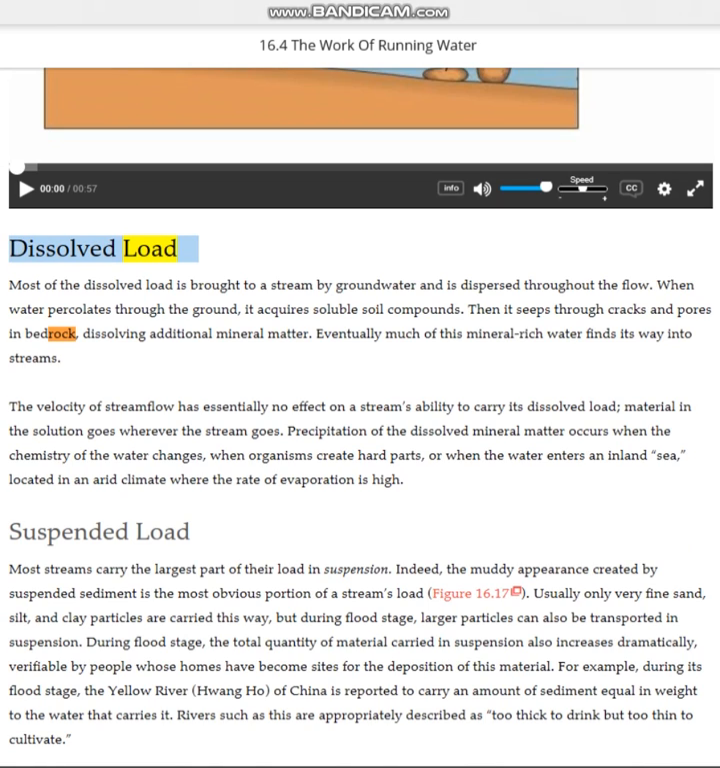Dissolved load. Most of the dissolved load is brought to a stream by groundwater and is dispersed throughout the flow. When water percolates through the ground, it acquires soluble soil compounds. Then it seeps through cracks and pores in bedrock, dissolving additional mineral matter. Eventually much of this mineral-rich water finds its way into streams.